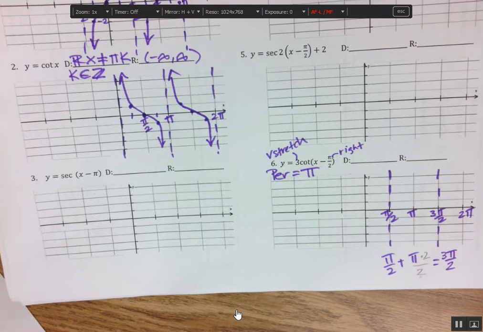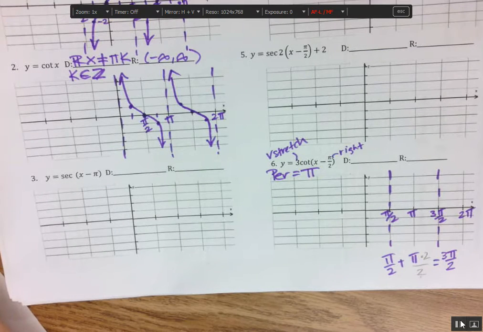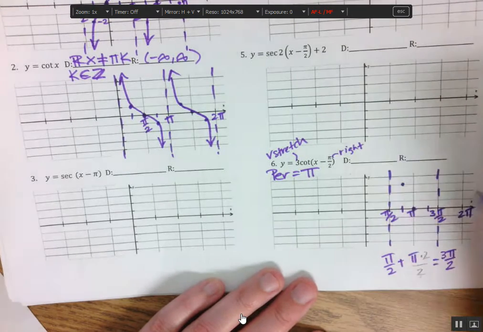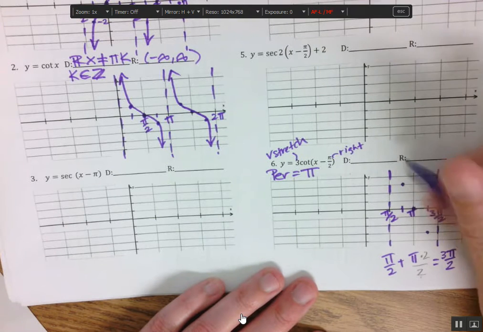Alright, so there's a stretch of 3, and it should be decreasing, so see if you can do that. So there's your midpoint. Stretch of 3 goes up 3 and down 3.